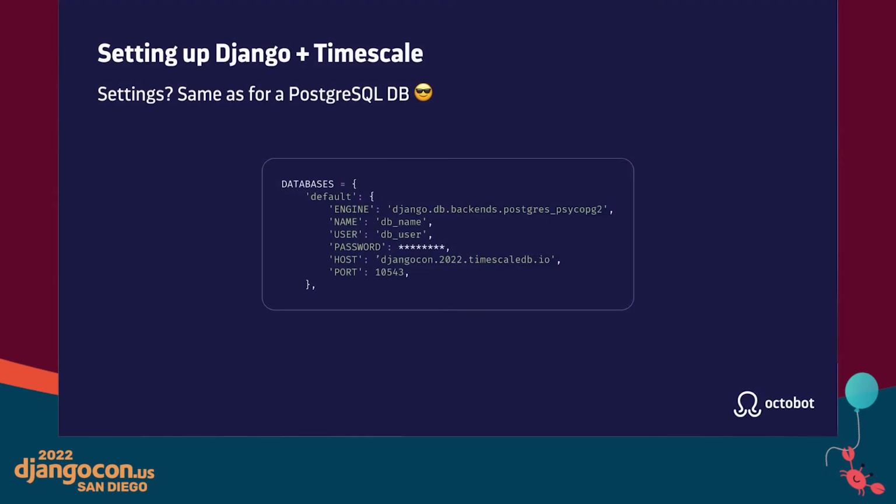So how do we get started with Django and Timescale? The first thing you would like to do is to configure the settings for working with this database. And as it is built on top of PostgreSQL, we can actually use the same configuration we would use for a PostgreSQL database. So here in this example, we are actually using the same driver as we would use for PostgreSQL, and then we would just need to define the credentials we need for our database.